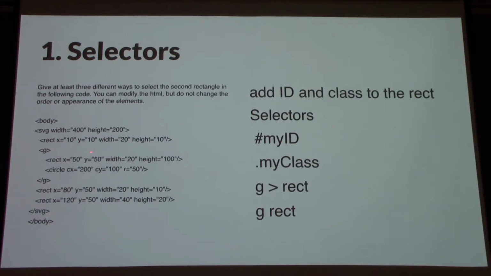So the obvious one would be to add an ID to the rectangle and then select based on the ID, to add a class to the rectangle and select based on the class, or use this ancestral relationship to select it, or use this nested relationship to select this. As I said, most of you got it right, and a lot of you wrote JavaScript, which was maybe not so great in the question phrasing. Any questions about this one?